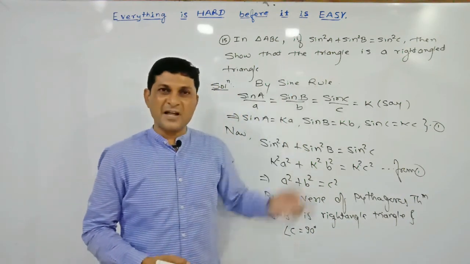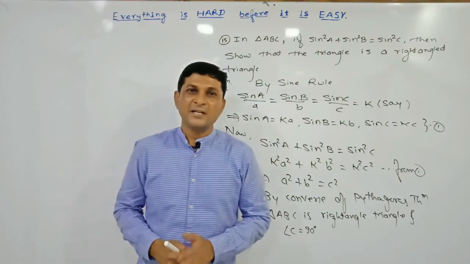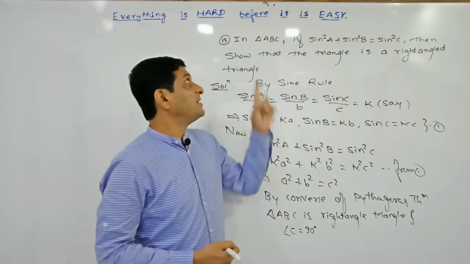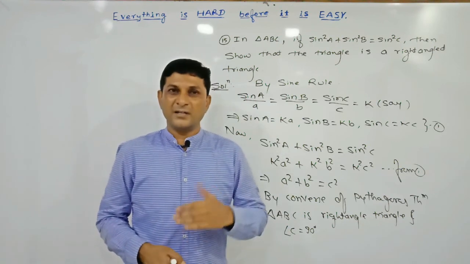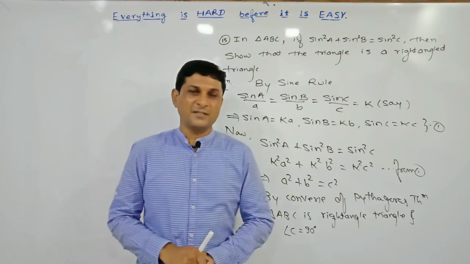We have to show that the triangle is what? Right angle triangle. So in this way we have completed 15 questions from this question number 2. The remaining examples we will discuss in the next video.